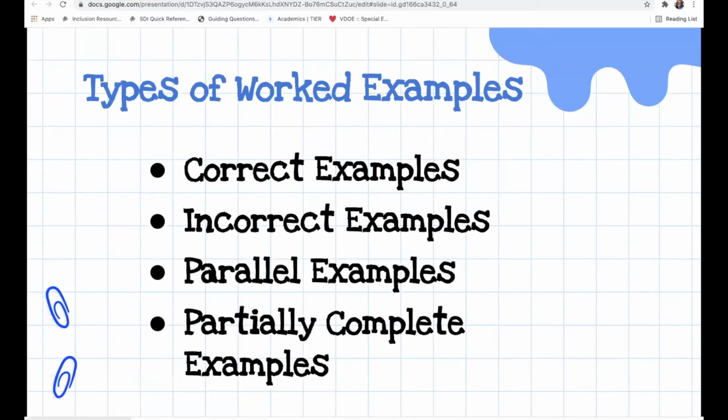Now, there are different types of worked examples. We have correct examples, we have incorrect examples, we have parallel examples, and partially completed examples. I'm going to say right now, we always start with correct examples. Then we will provide some incorrect examples. We will move on to parallel examples where students are comparing, and then we'll do partially completed examples. Now, I would do correct examples, partially completed examples, incorrect examples, and parallel examples.